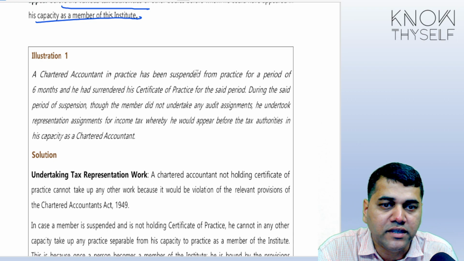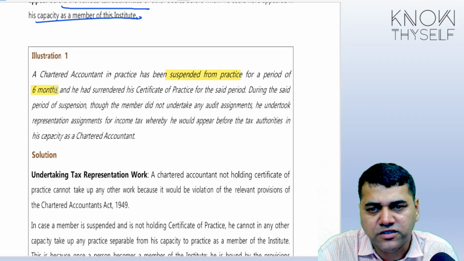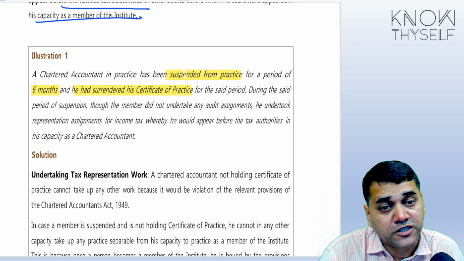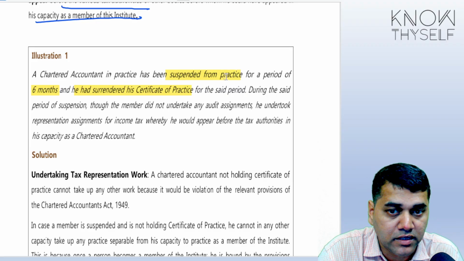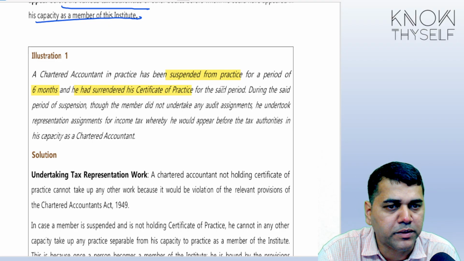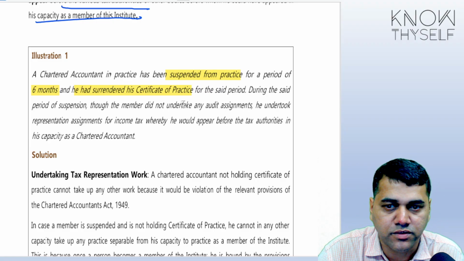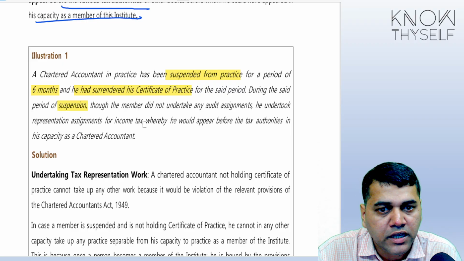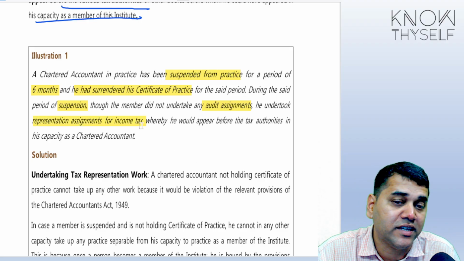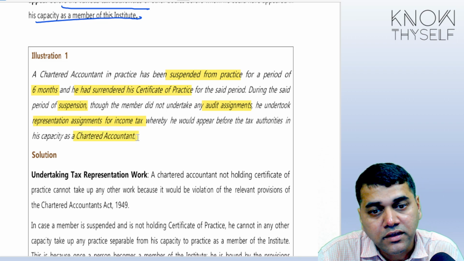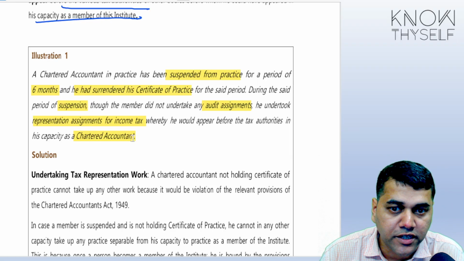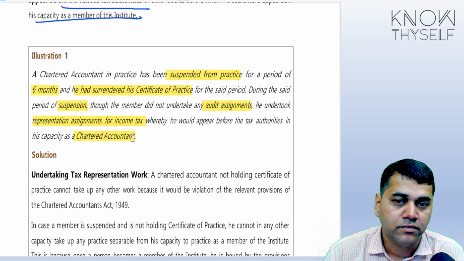Now, a chartered accountant in practice has been suspended from practice for 6 months for some reason. He had to surrender his certificate of practice because he was suspended from practice, not from membership. Please understand. He was holding membership, but he had surrendered the certificate of practice because he was suspended. So he will be restored only after those 6 months. Now, what happened during the period of suspension? He did not take any audit assignments. Of course, he cannot sign, but he took income tax representation assignments. And he appeared telling that he is a member of the institute. He said, look, for appearing as a representative, you need not have a certificate of practice.